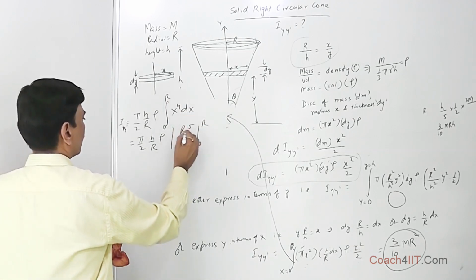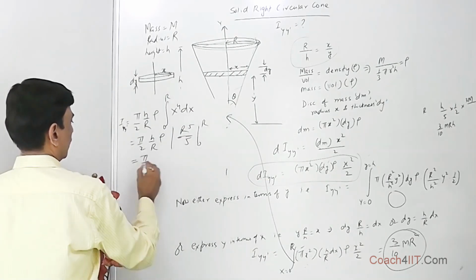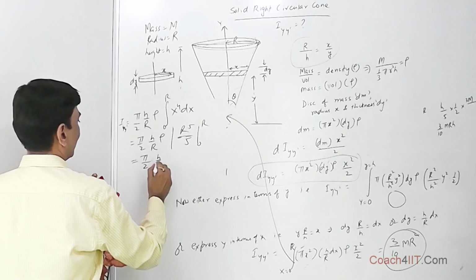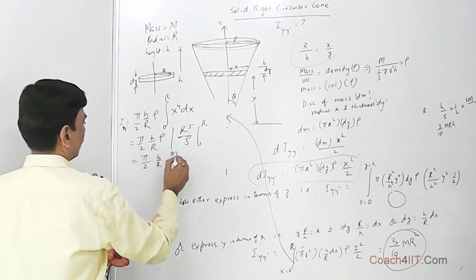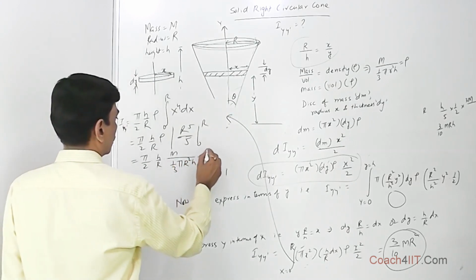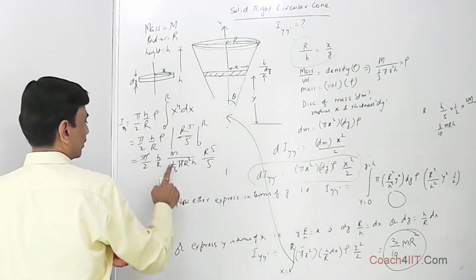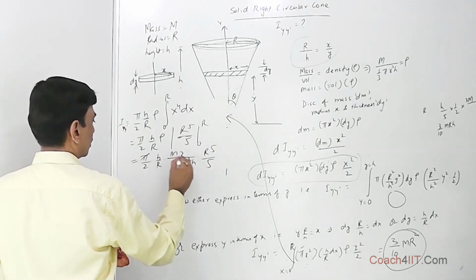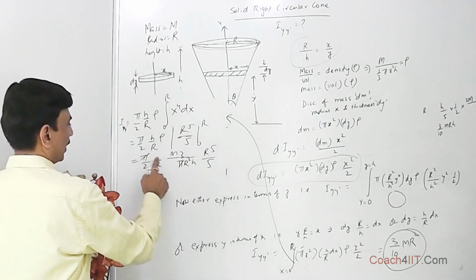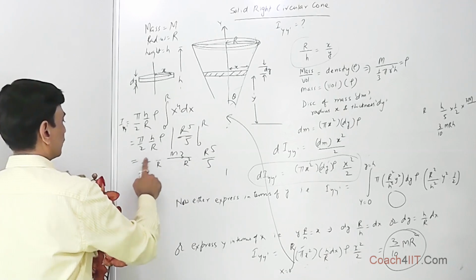So this comes out to be r raised to 5 by 5, so this is now equal to pi by 2, h by r, rho is what? Mass upon volume, 1 by 3 pi r square h into r to the power 5 by 5. Pi and pi get cancelled, 3 goes in the numerator, h and h go off.